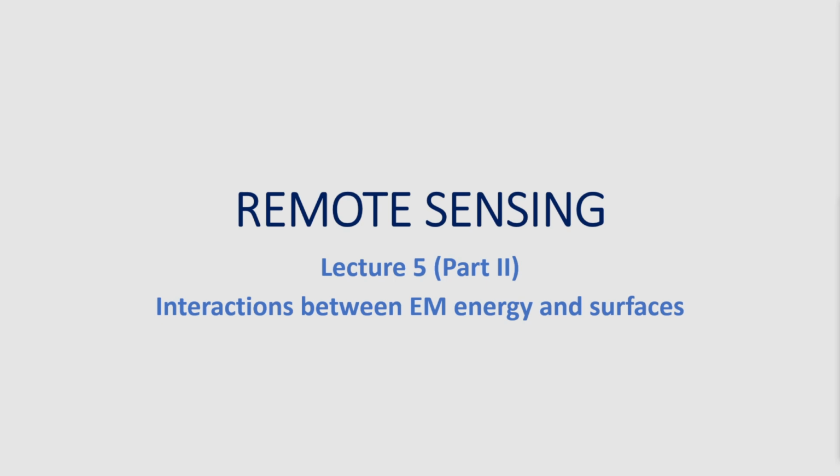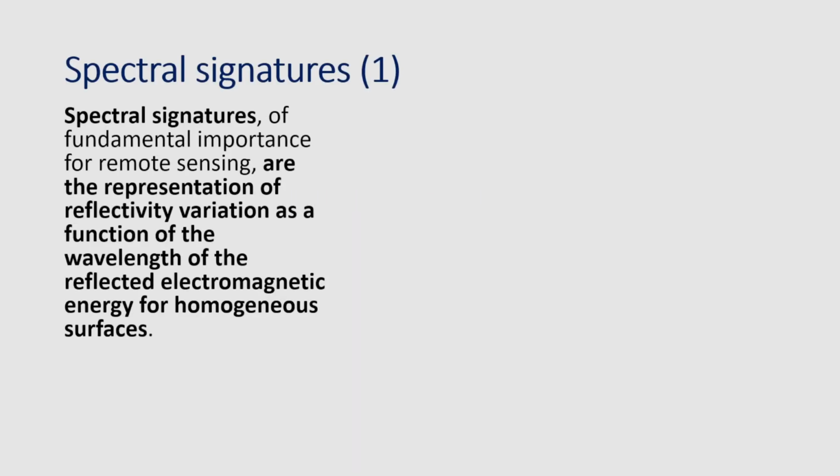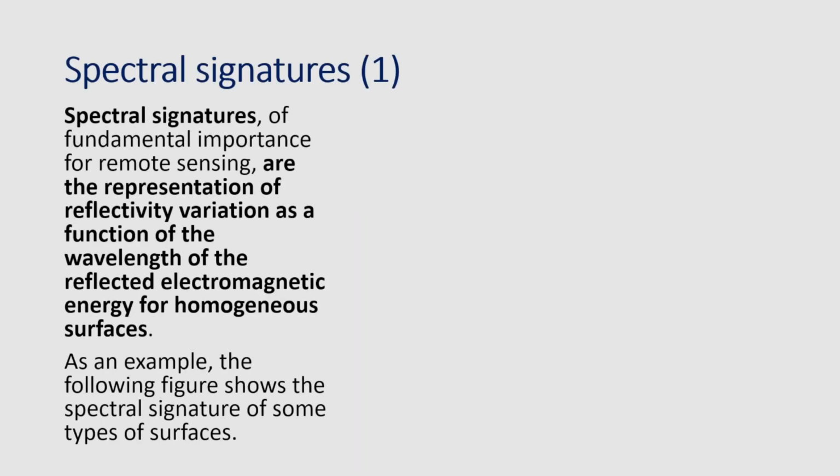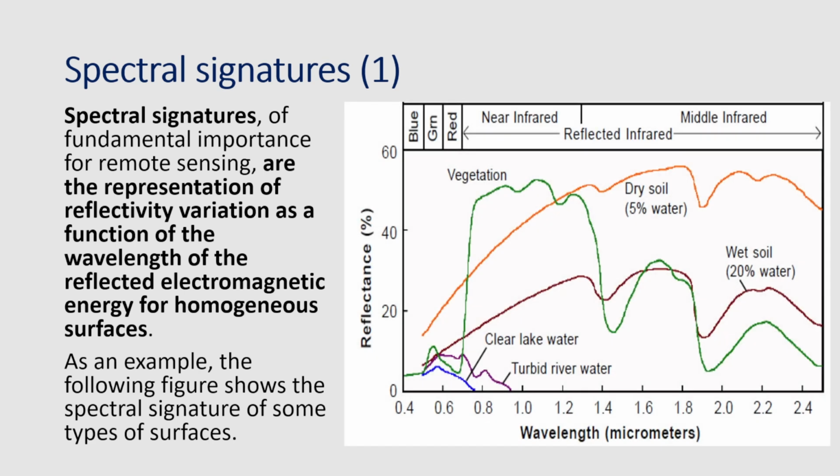Lecture 5, Part 2. Interactions between EM energy and surfaces. Spectral signatures. Spectral signatures, of fundamental importance for remote sensing, are the representation of reflectivity variation as a function of the wavelength of the reflected electromagnetic energy for homogeneous surfaces. As an example, the following figure shows the spectral signature of some types of surfaces.